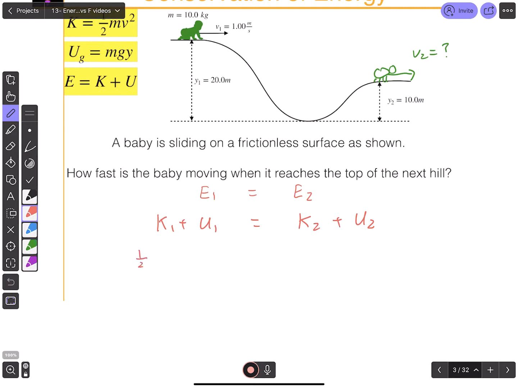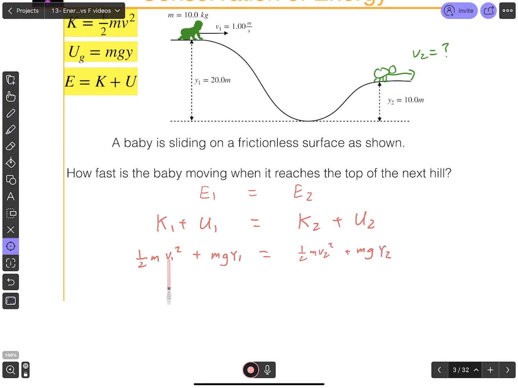We have 1/2 the mass of the baby times v1 squared plus mgh, so the mass of the baby times g, and the height in this case will be y1, which is given: 20 meters. Now we want the energy at the end. It's going to be 1/2 mv2 squared plus mg times the height at the end. So there's everything we need.